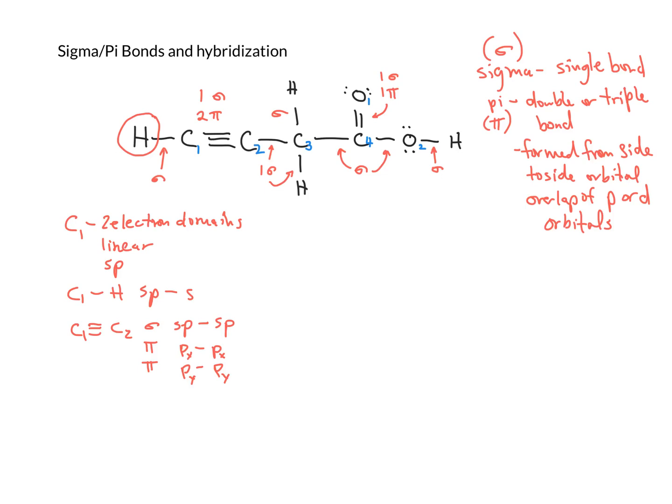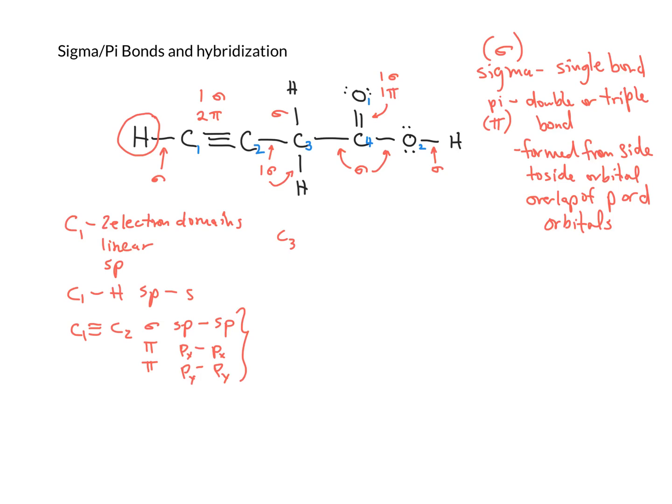Carbon 2 is going to look much like carbon 1. It's going to be sp hybridized, with the carbon-carbon triple bond. We've already broken down each of the bonds there. The carbon-carbon single bond, we'll work through that when we get to carbon 3. So let's do that. Carbon 3.